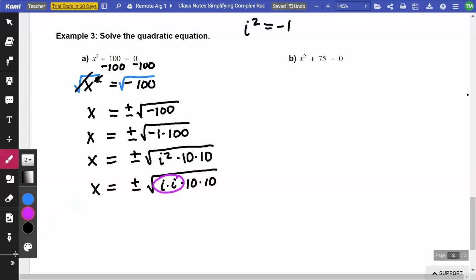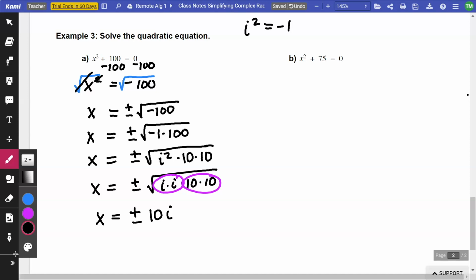Circle your groups of 2, and bring that out in front. So x is equal to plus or minus, we're going to have 10i. So we have an x-intercept at x equals 10i and x equals negative 10i. So let's do the same thing with part B. So part B, x squared plus 75 equals 0.